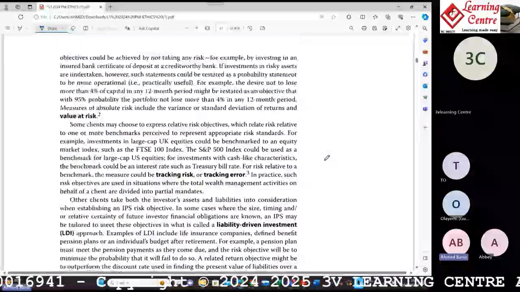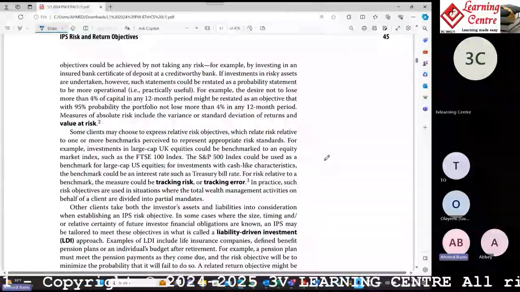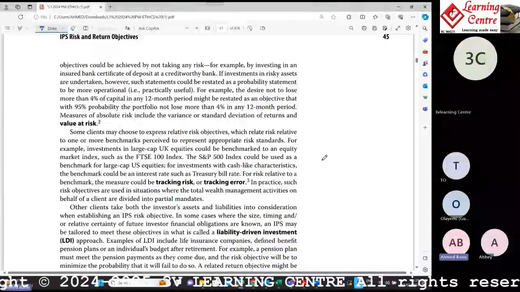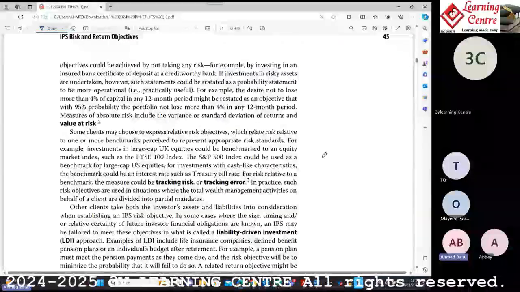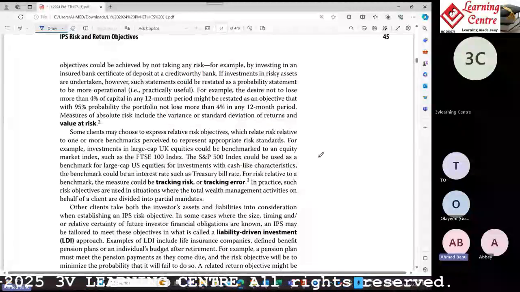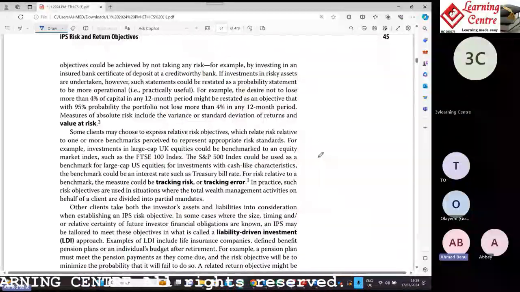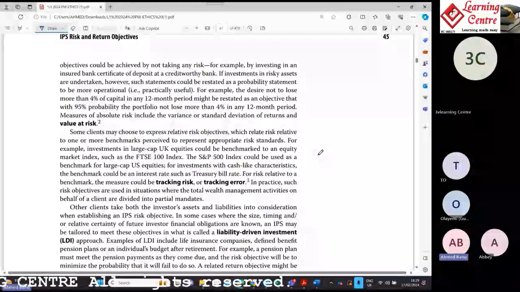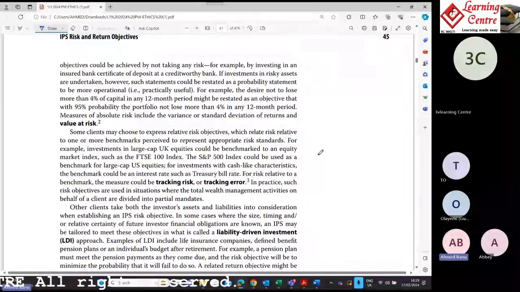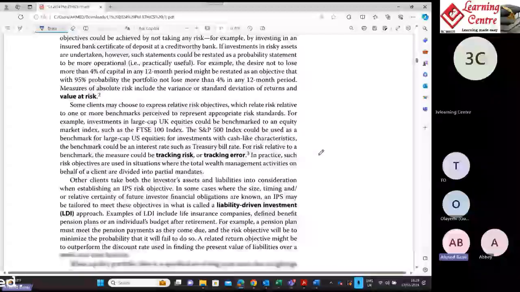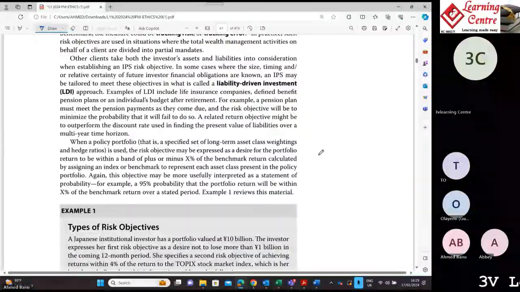What these guys are saying is, if I'm looking at absolute, I'm giving you a percentage that you must not lose. I'm telling you, don't even lose. While if I'm saying relative, I've been able to identify a benchmark, and I'm telling you that whatever the risk of the benchmark is, you need to match it, or you need to do better than it. Meaning, the risk of my portfolio must not be higher than the risk of that benchmark. So that's risk objective.